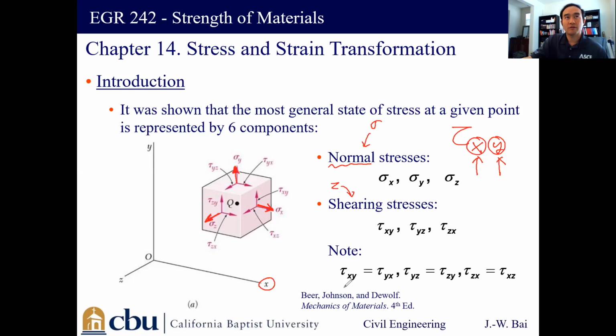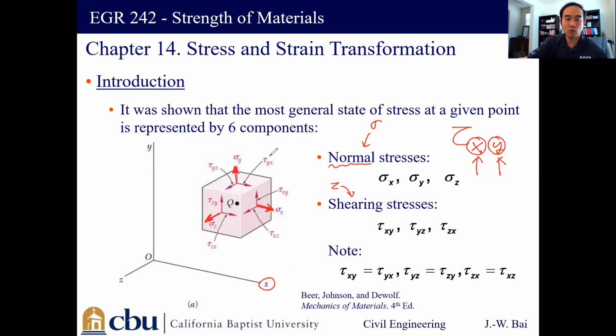We will talk about transverse shear in Chapter 12. When we have shear stresses like this, these two stresses should be equal to each other to satisfy equilibrium. That means tau yx should be equal to tau xy.